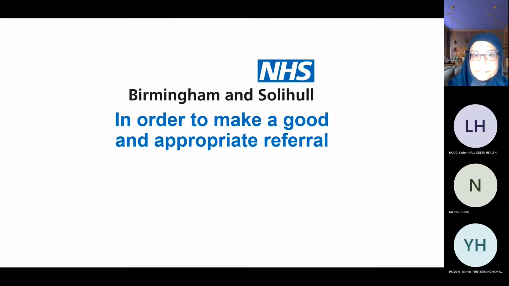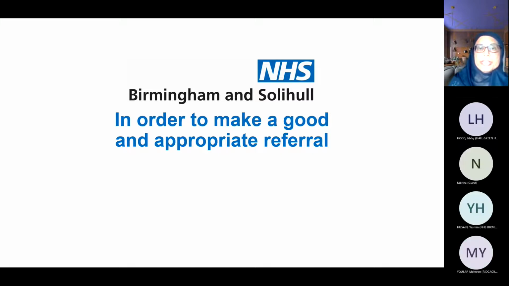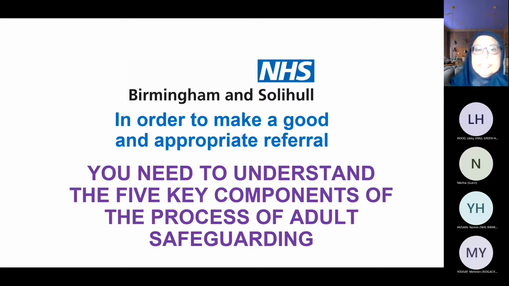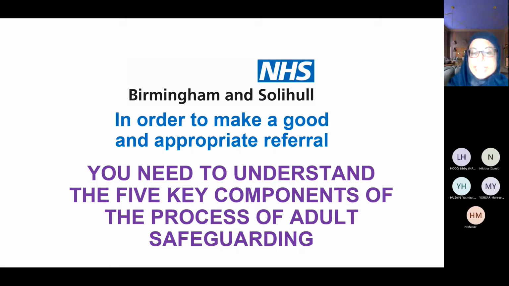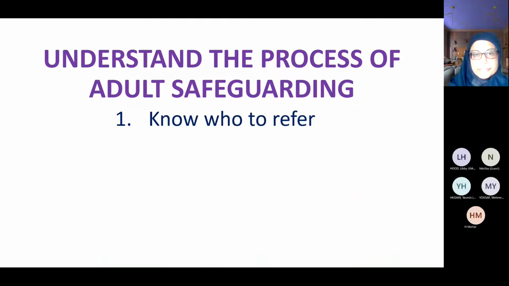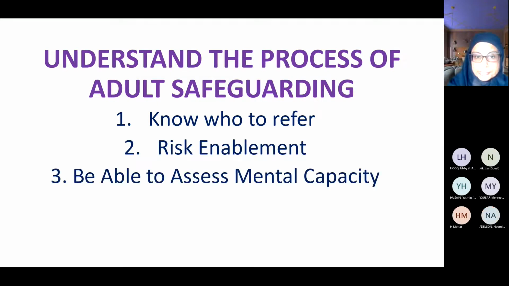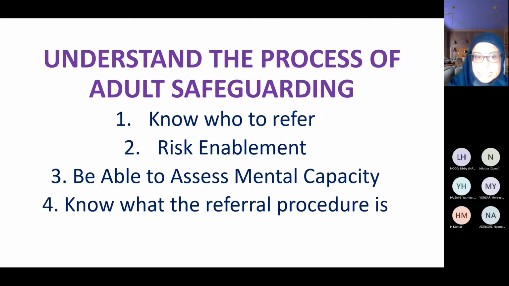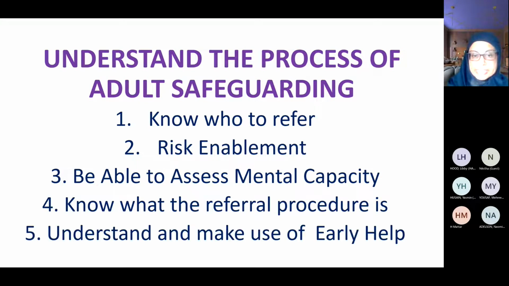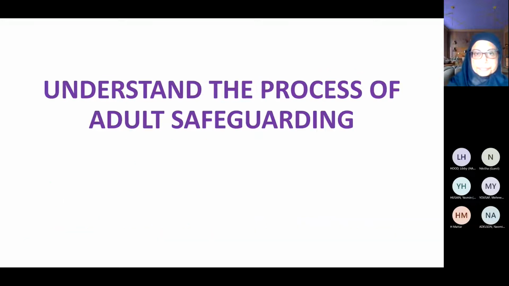What we recommend is, as per the intercollegiate documents, record this safeguarding training in a reflection log and include it in your appraisals. Okay, so in order to make a good and appropriate referral, you need to understand 5 key components of the process of adult safeguarding. So what are these 5 things? Number 1 is know who to refer, risk enablement, be able to assess mental capacity, know what the referral procedure is, and understand and make use of early help. So we're going to go through these 5 things.